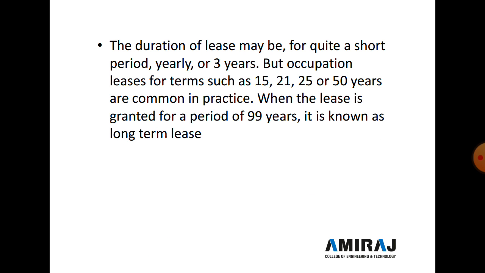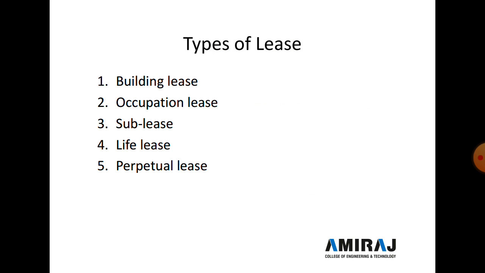The duration of a lease may be quite a short period, yearly or 3 years, but occupation leases for terms such as 15, 21, 25 or 50 years are commonly in practice, and when the lease is granted for a period of 99 years it is known as a long term lease. Here the types of lease are given: first is a building lease, second is an occupation lease, and then sublease, life lease, and perpetual lease.